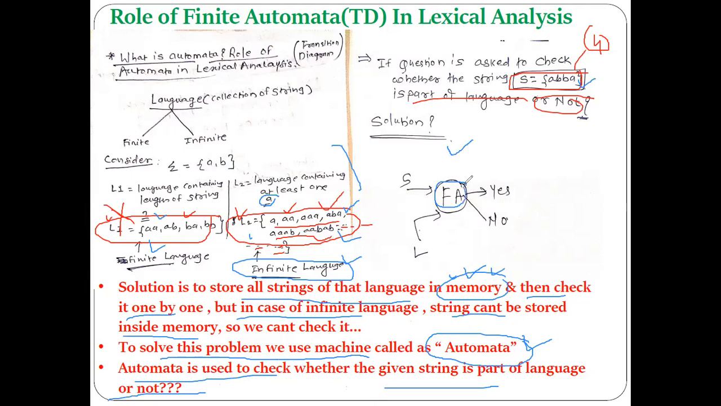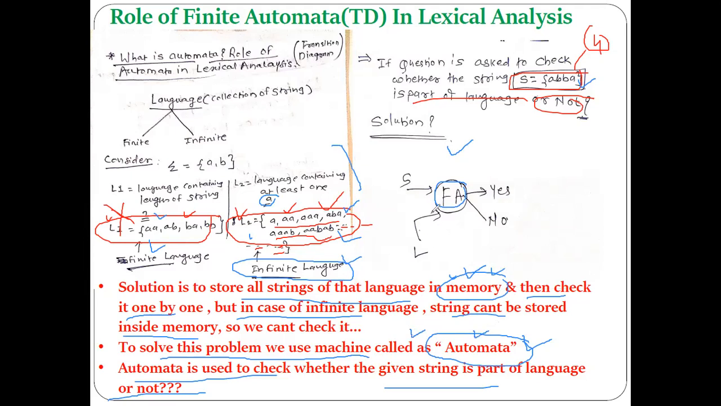Now there are different types of automata, as you must be knowing. Instead of storing all these things in memory, since memory is limited, we cannot store all the possible combinations which can be generated for an infinite language. It is not possible. So for that purpose, in computer science, one model has been developed and designed, that is called the automata.